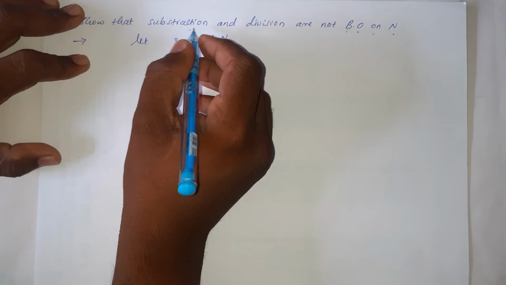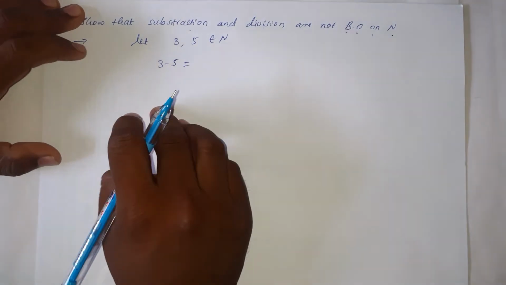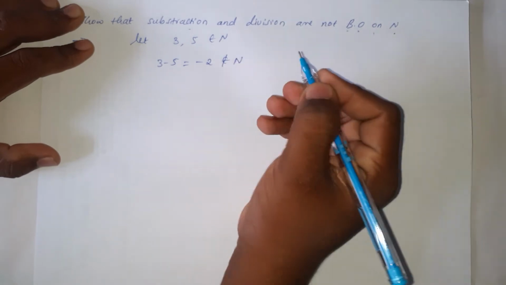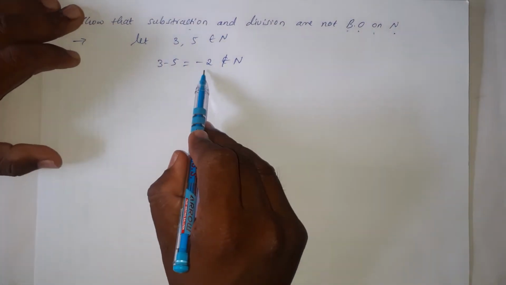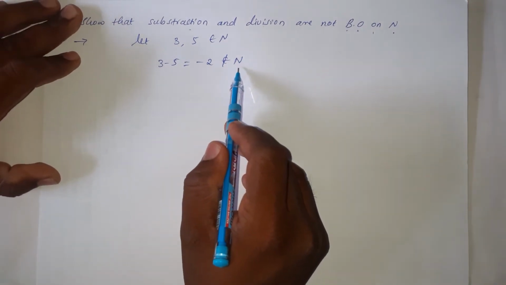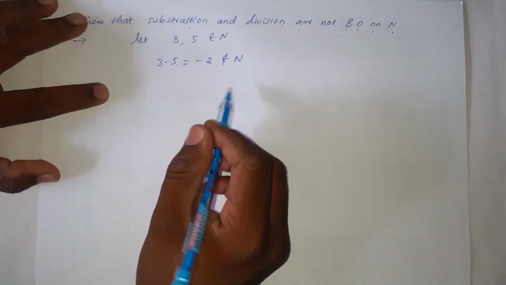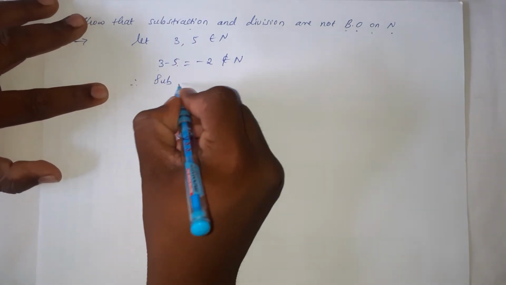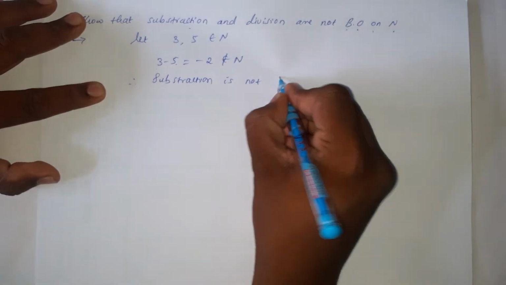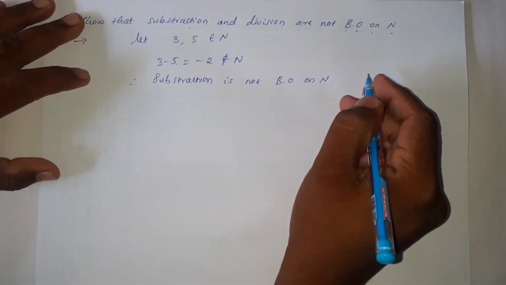Then first one is subtraction. If you consider 3 minus 5, so here the difference of 3 and 5 is minus 2, and minus 2 is not a natural number, because minus 2 is a negative integer, and negative integers do not belong to the set of natural numbers. Hence, the difference of 3 and 5 is not a natural number. So, therefore, subtraction is not a binary operation on the set of natural numbers.